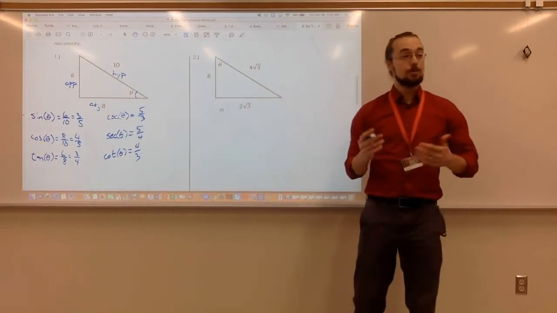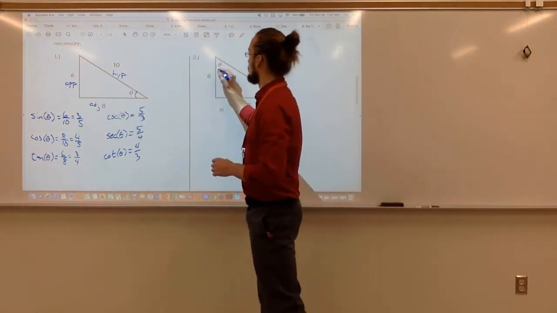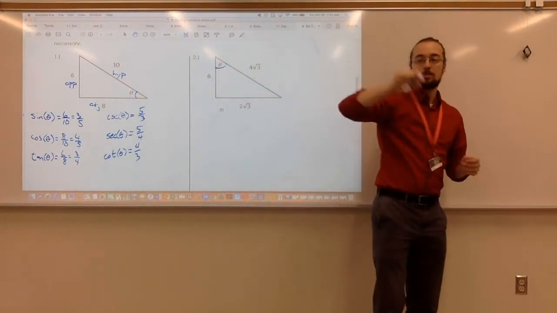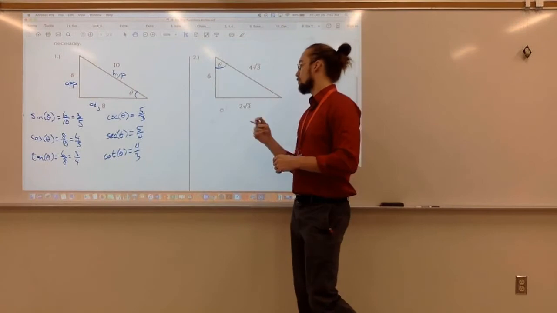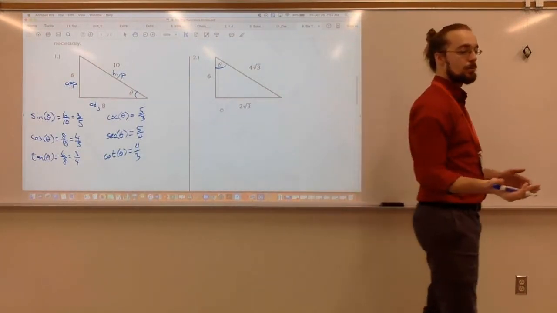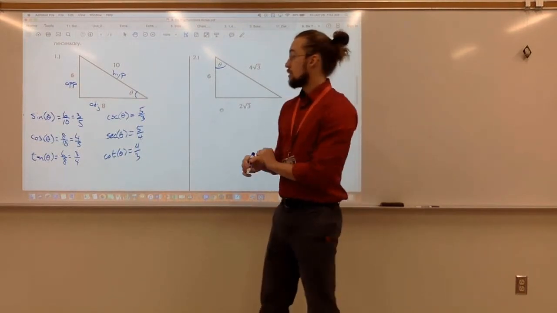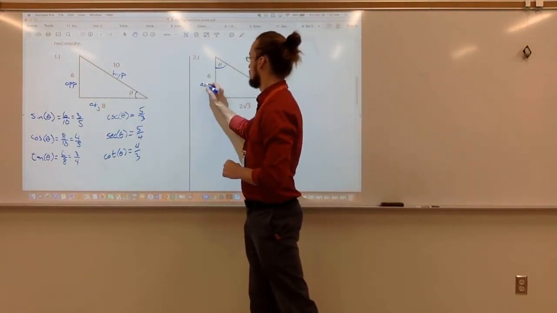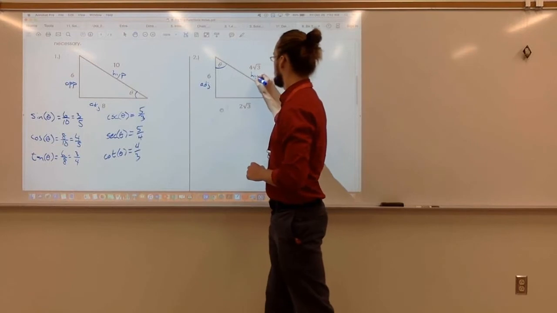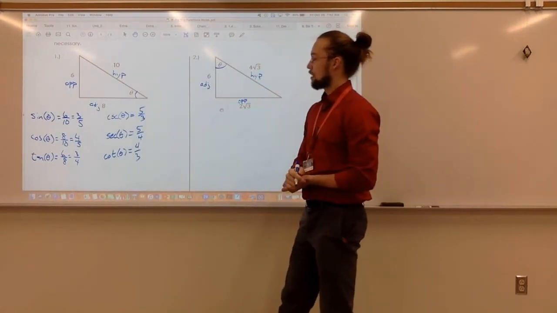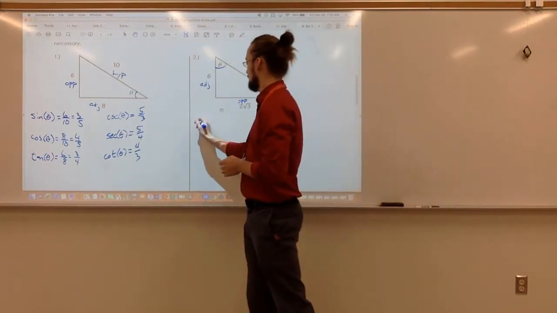Alright, so let's do the same thing with this triangle, okay? This time our theta is up here. So with respect to theta, we want to label opposite, adjacent, hypotenuse. 6 is adjacent. 4 square root of 3 is the hypotenuse, and 2 square root of 3 is opposite. Bingo. Good job.